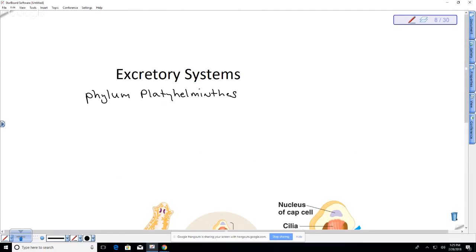Okay. So when we talk about excretory systems, we see an interesting kind of development over the different animal groups. So the phylum Platyhelminthes would be the flatworms. That would include planaria, but it would also include tapeworms and flukes, so those endoparasites. When we look at the Platyhelminthes, they have what we call protonephridia.